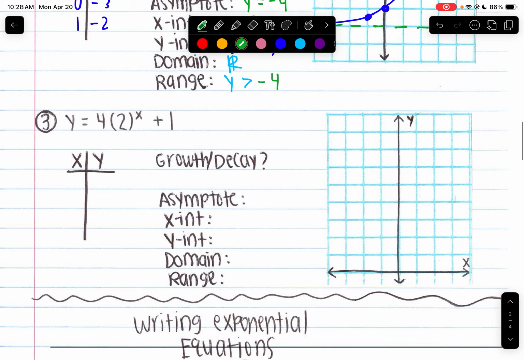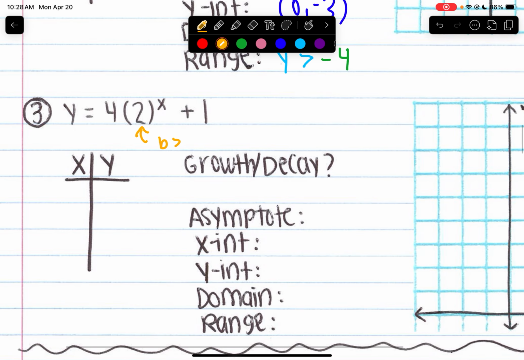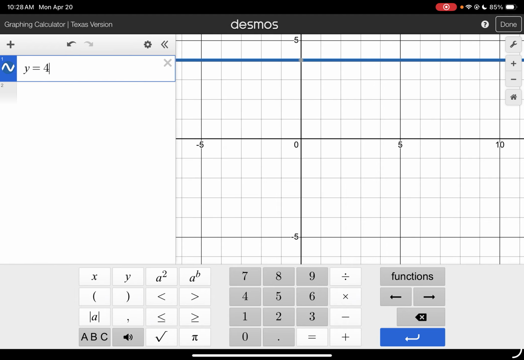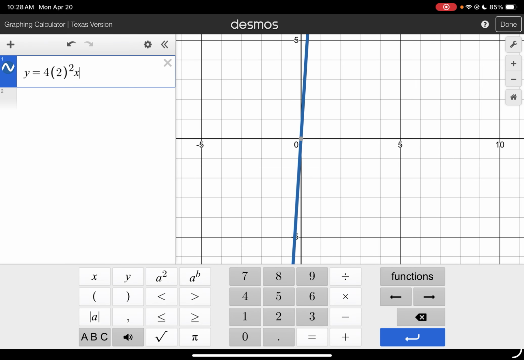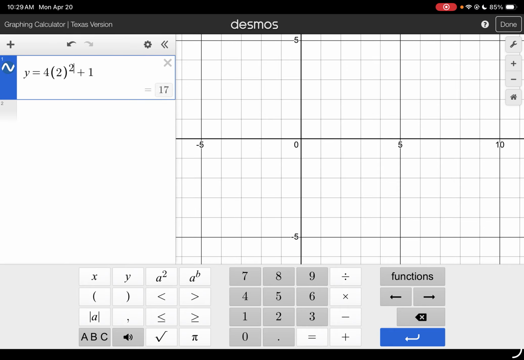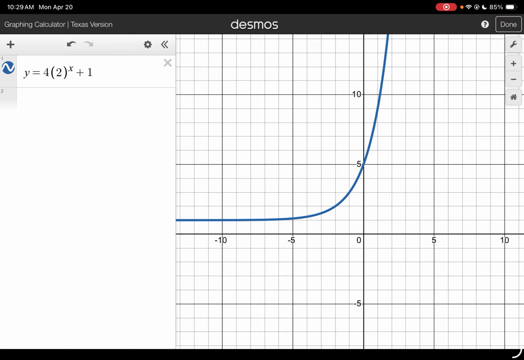Moving on to the next example, go ahead and type that in. Actually, before I type it in, I notice that this is going to be a growth because my b value is greater than 1. So I'm going to go ahead and put growth here. y equals 4 times 2 to the power of x plus 1. I just realized I typed that in wrong. Okay, there we go. All right, and then I'm going to go ahead and get a table from that.